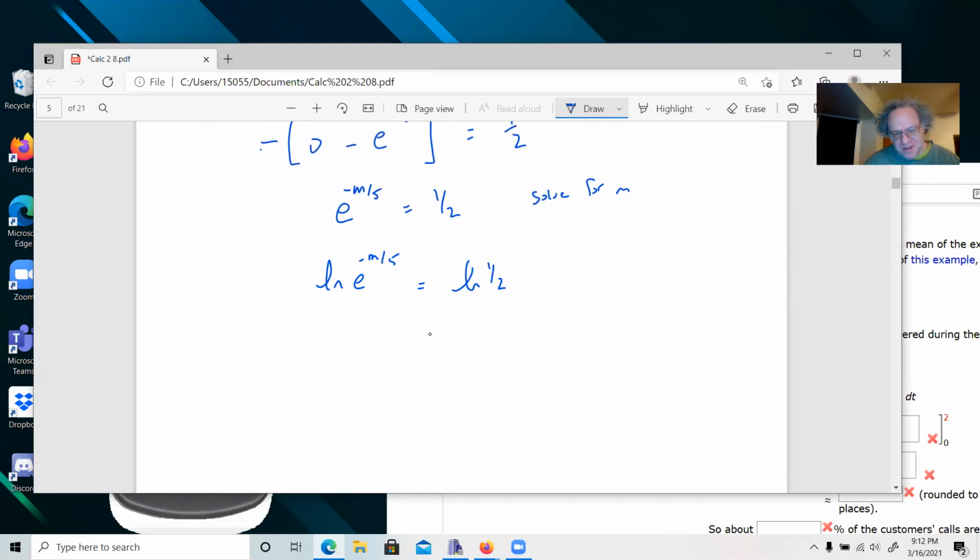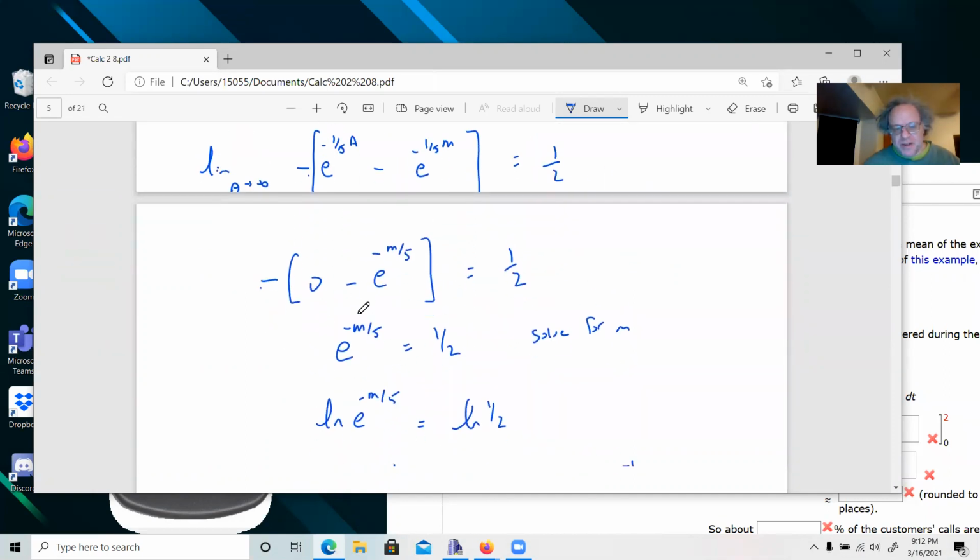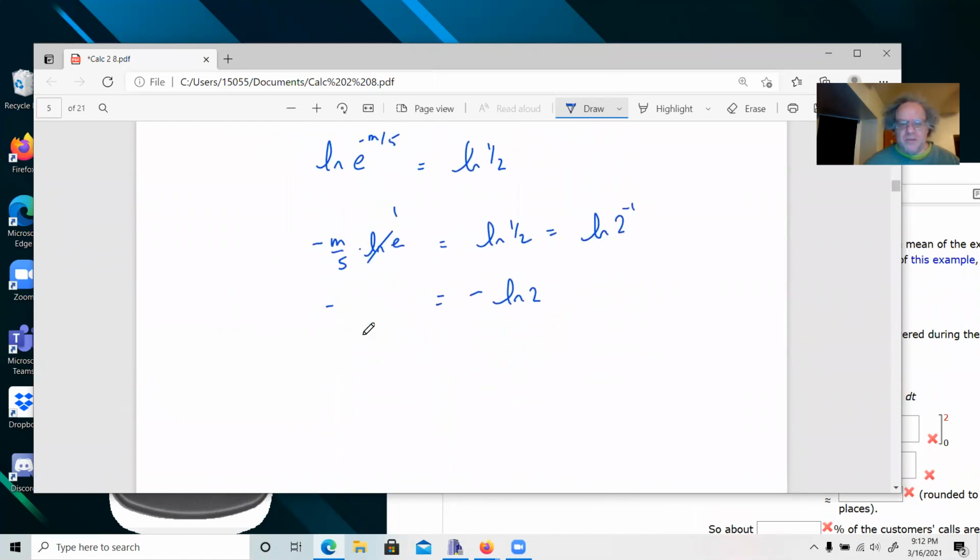This comes down in front, so negative m/5 times the natural log of e. Do you remember what the natural log of e is? 1. I'm going to say this is equal to the natural log of 2 to the negative 1, because that's what 1/2 is. So this is negative natural log of 2, and that's equal to negative, wait a minute, did I forget a negative? No, I'm okay. Negative 1/5 m. Multiply both sides by negative 5. m is equal to negative 5 times negative natural log 2, 5 ln 2. That's my median value.